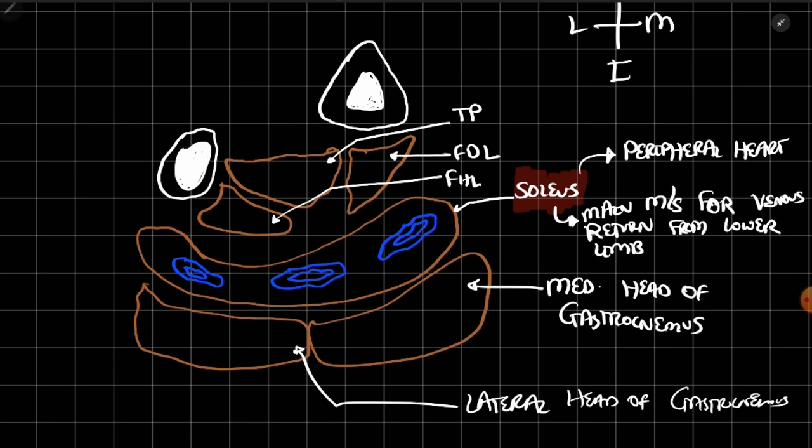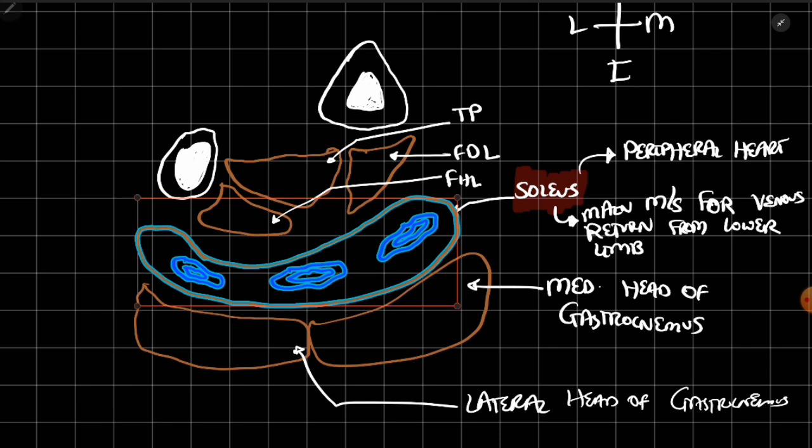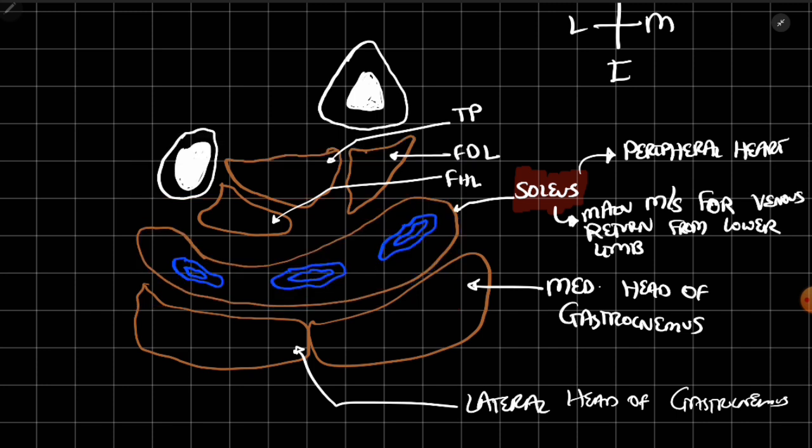So basically when soleus contracts, all the blood in these venules, like we drew these venules, gets pumped back. Not directly to the right atrium, but it ascends upwards and further it ends in the right atrium. So when the soleus contracts, the venous return from the lower limb is sent to the heart. Therefore the soleus is known as the peripheral heart.